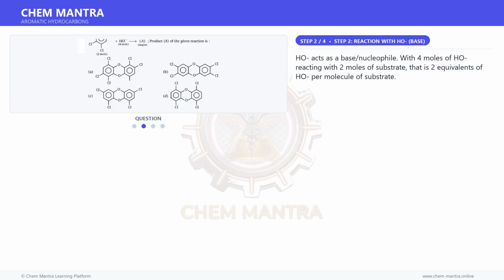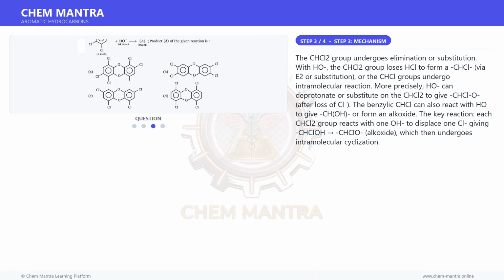Moving on to the next step. HO acts as a base nucleophile. With 4 moles of HO reacting with 2 moles of substrate, that is 2 equivalents of HO per molecule of substrate. Moving on to the next step.